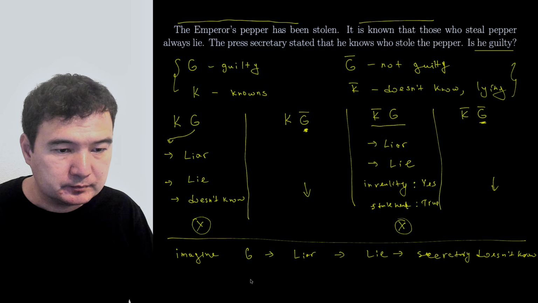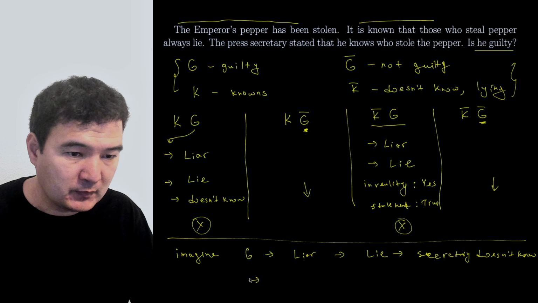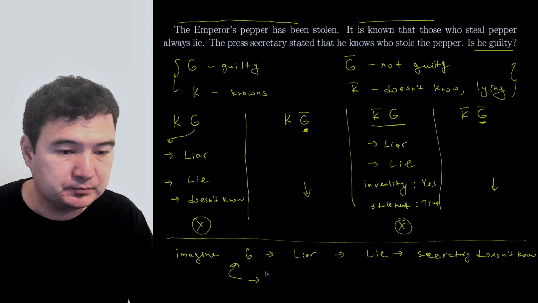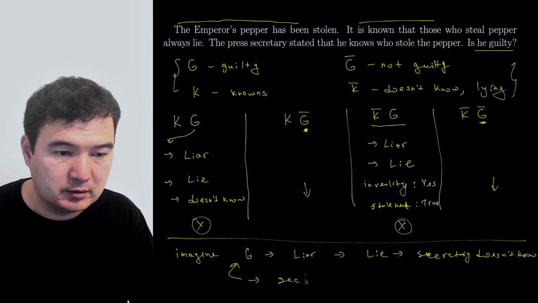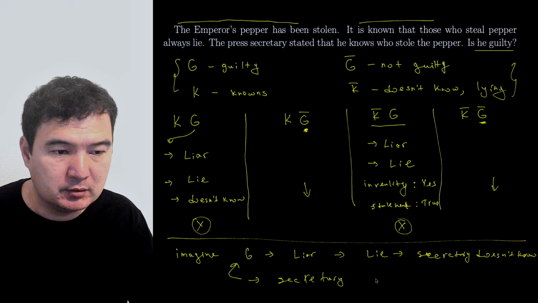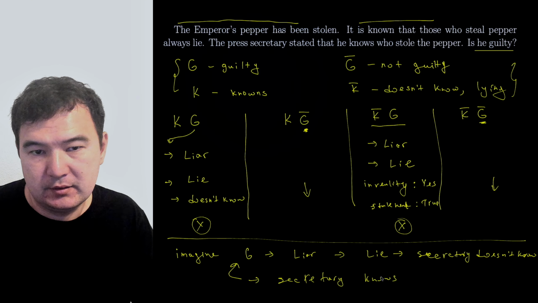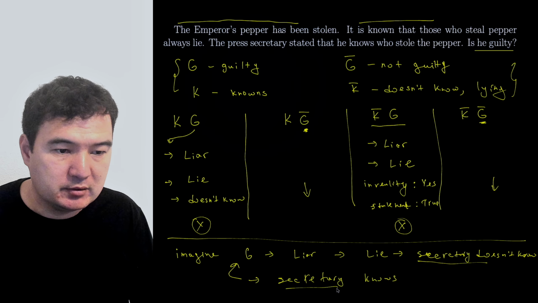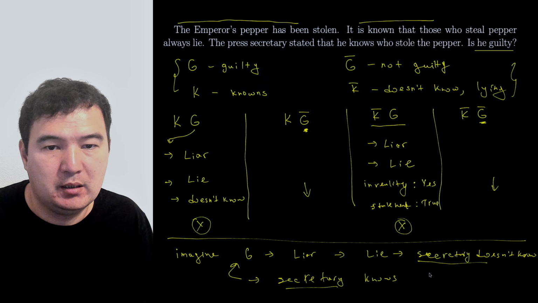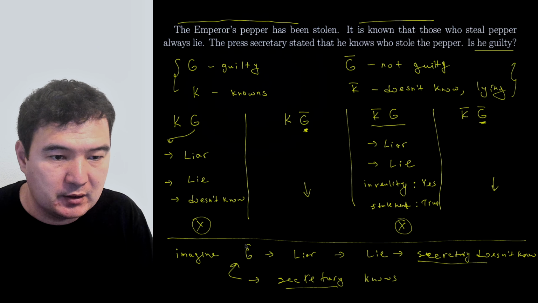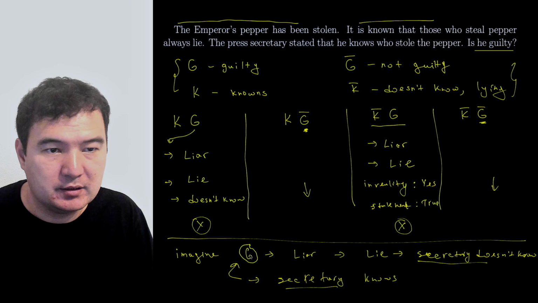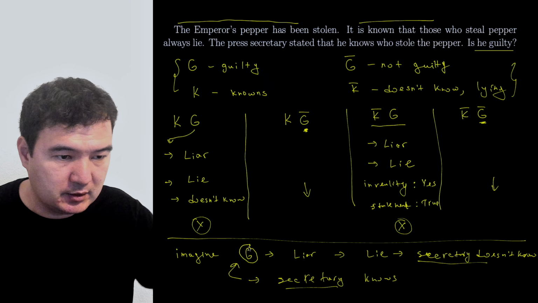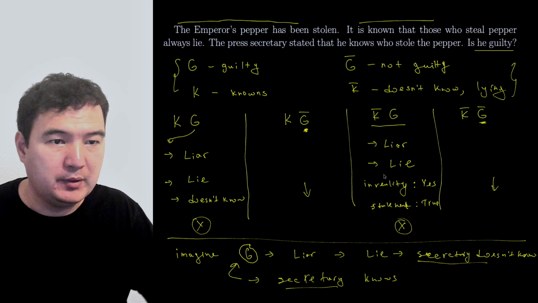But going back to the initial assumption, the secretary knows, because the secretary is the thief. So this consequence and this consequence cannot be true at the same time. So the initial assumption that the secretary is guilty cannot hold, so you cannot make that assumption. So this is a very simple argumentation without employing this one.